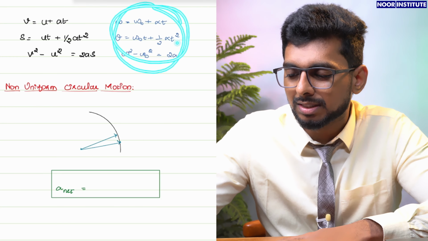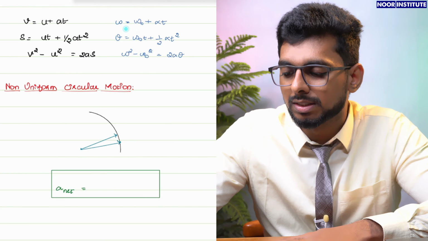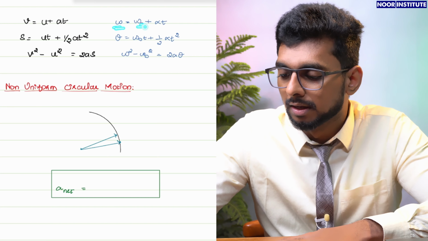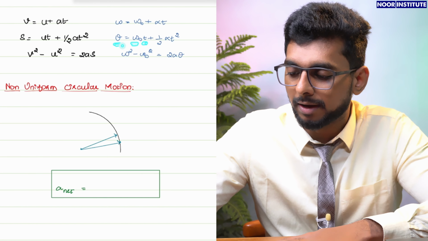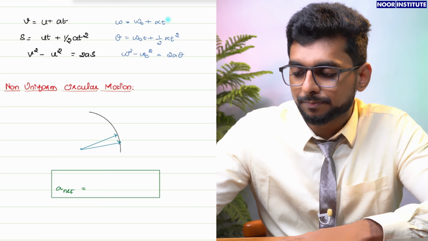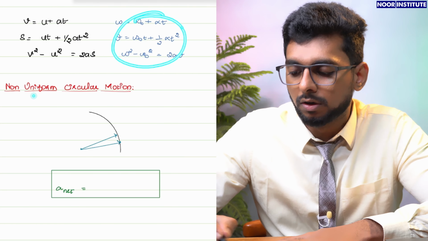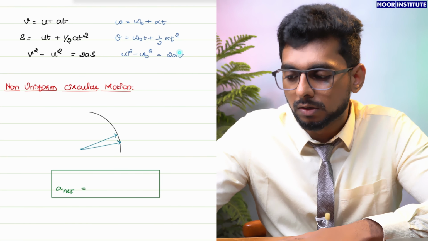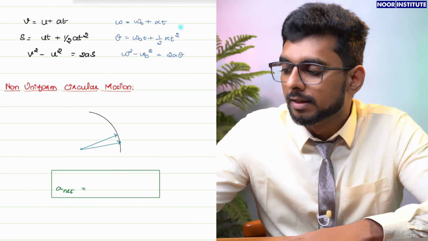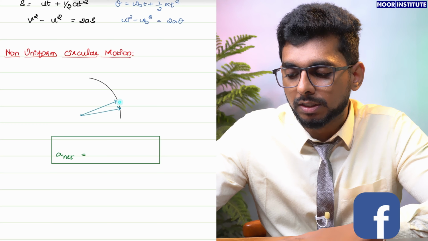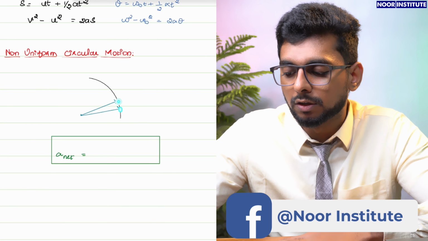Okay, so this doesn't come into the picture. Whatever instant you take, omega will be the same, right? So to get theta, just multiply omega and t, and you'll end up getting theta. Okay, so to use the earlier formulas, it should be a non-uniform circular motion with constant angular acceleration.